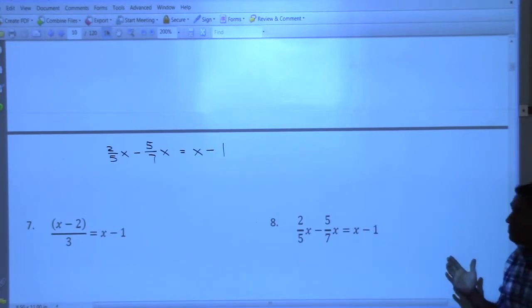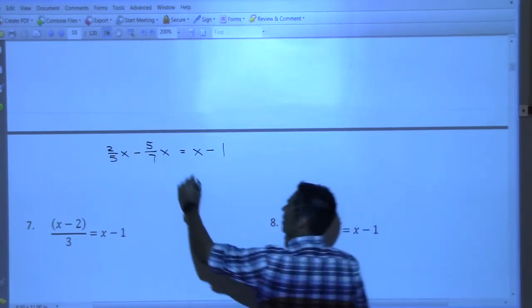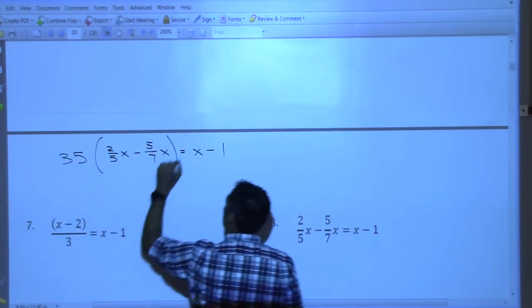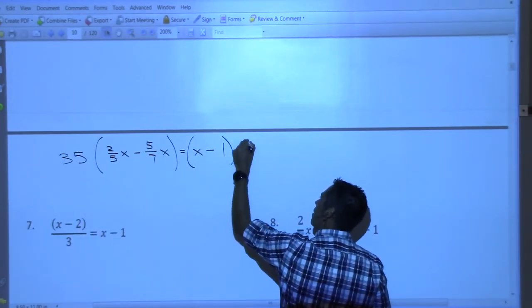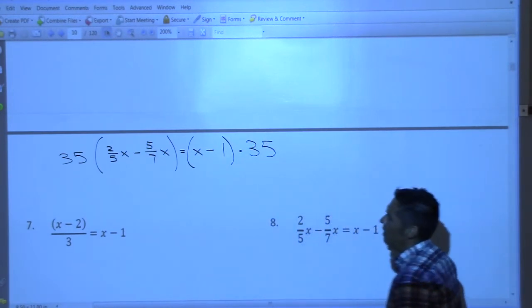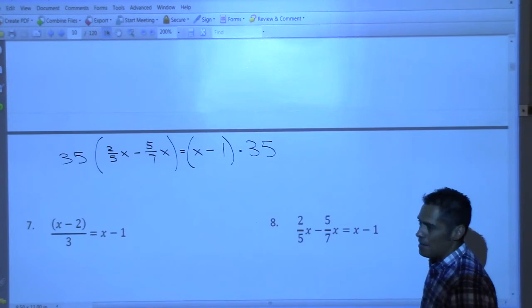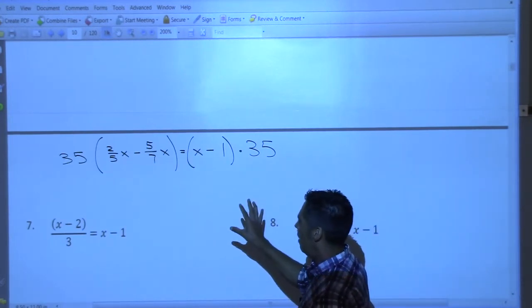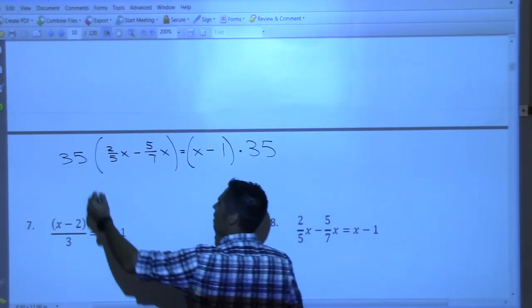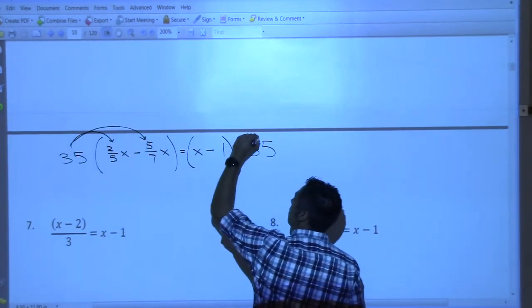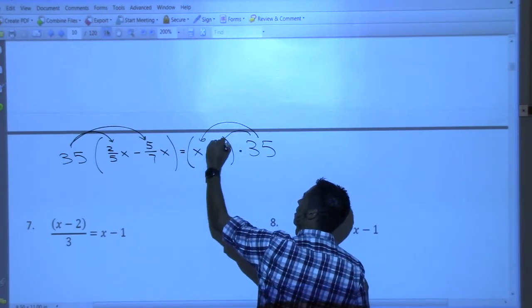So what I'm going to do is multiply the entire left side of the equation by 35, and I'm going to multiply the other side of the equation by 35. Now, am I allowed to do that? Yeah, with equations, you can multiply both sides by any number you want. Let's just see what effect this has. I know it looks really bad right now, written like this. But this 35 is going to get multiplied through here and here. And then this 35 is actually going to pass through to here and to here.